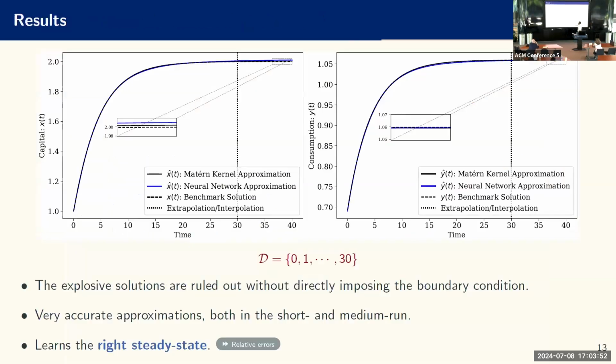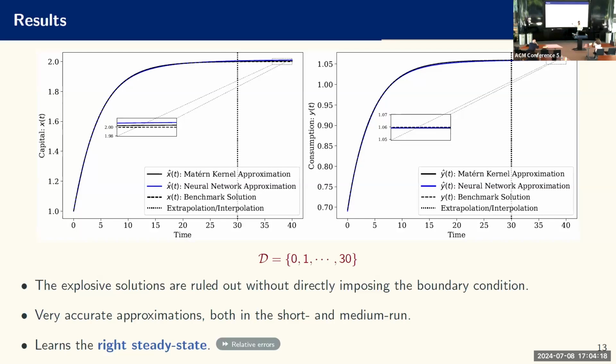So again, the black one is the ridgeless regression with Matérn kernel, the X's are the neural network, and the dashed one is the benchmark. The benchmark solution is a modified version of a code that I stole from David's lecture notes. By the way, thank you, David. When we started this project, we needed a benchmark, so we stole it from his lecture notes. And again, the dashed one is the interpolation and extrapolation.